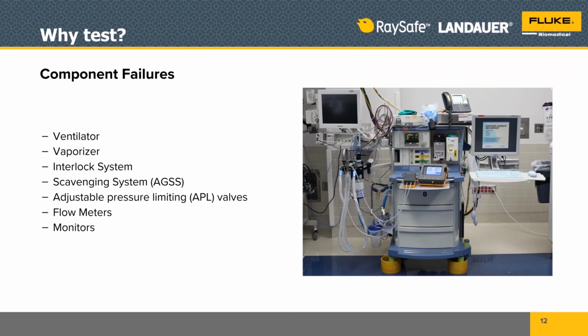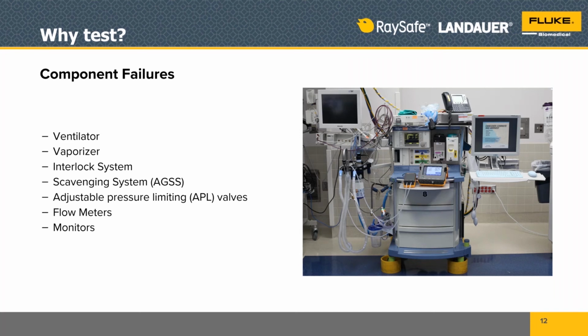Of all these components, there are a lot of failures that could happen within the system. A failure in the ventilator, the vaporizer, the inhaler system, the scavenging system, the APL valves, the flow meters, or the monitors. So we really need to check each one of these systems independently.